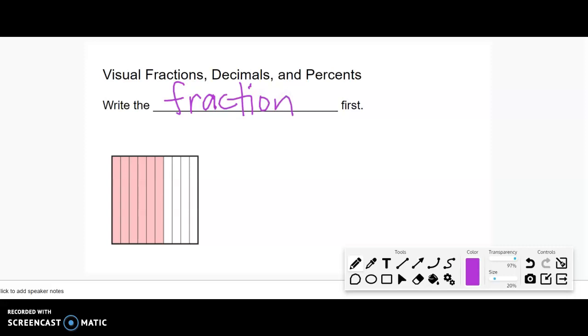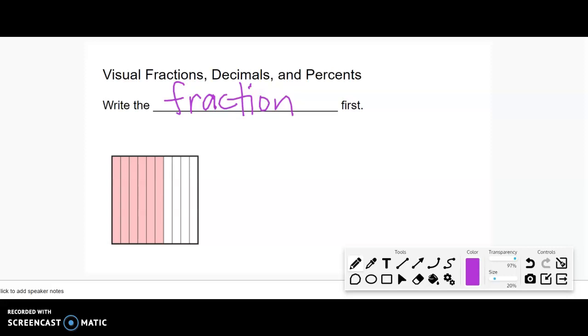Because it's just going to be easier to then turn it into a decimal and a percent if we have a fraction to start with. So in this lesson, they're either going to be out of 10 or 100. So they're going to be tenths or hundredths, which are simpler to change into decimals and percents. And then we'll do a lesson where they're not.